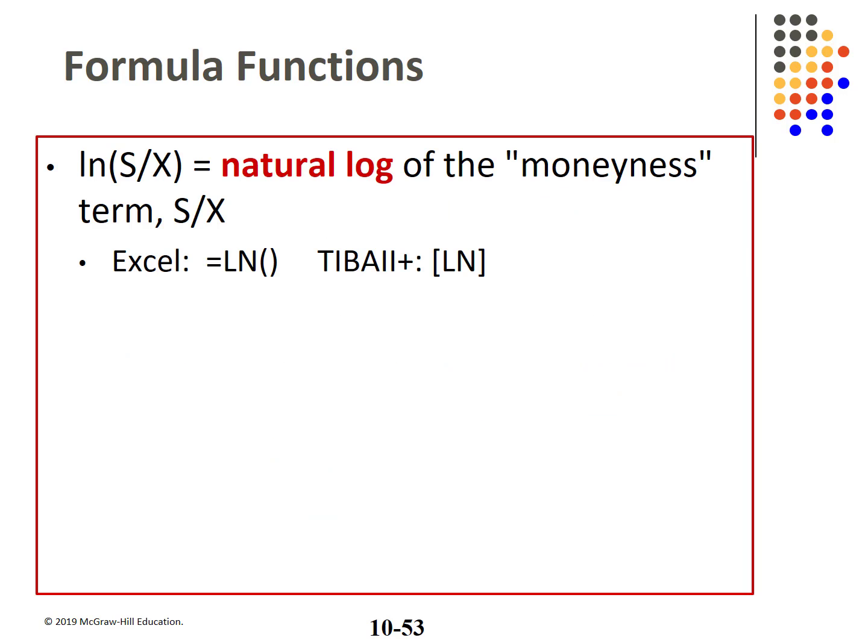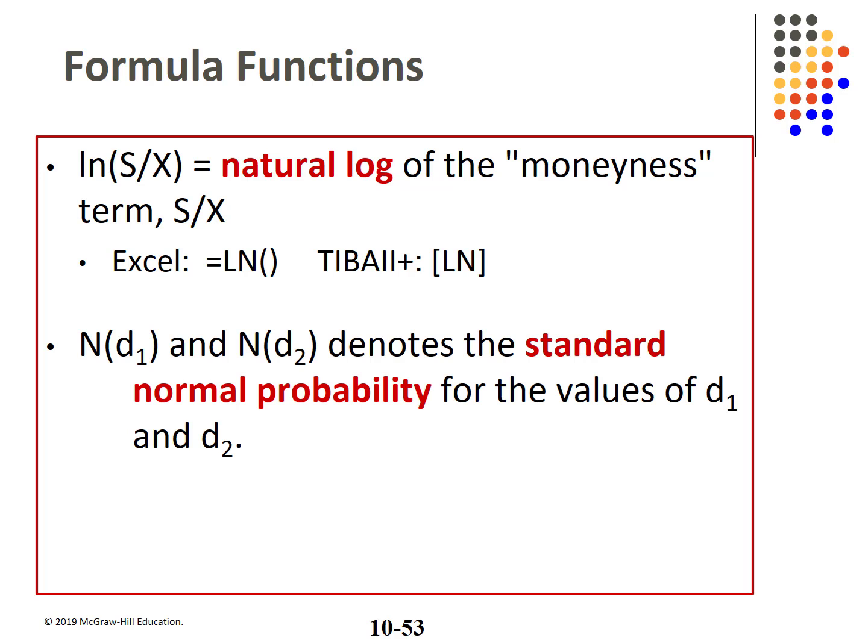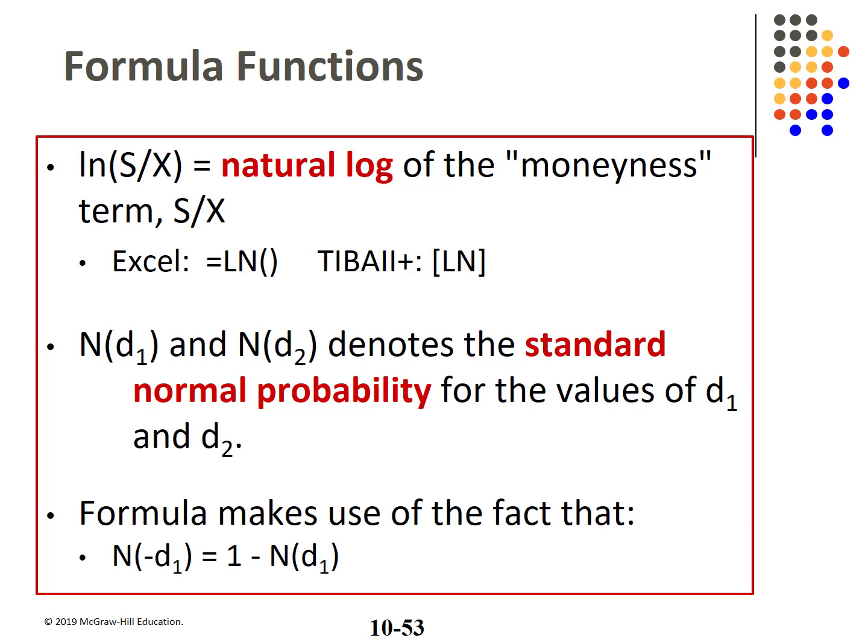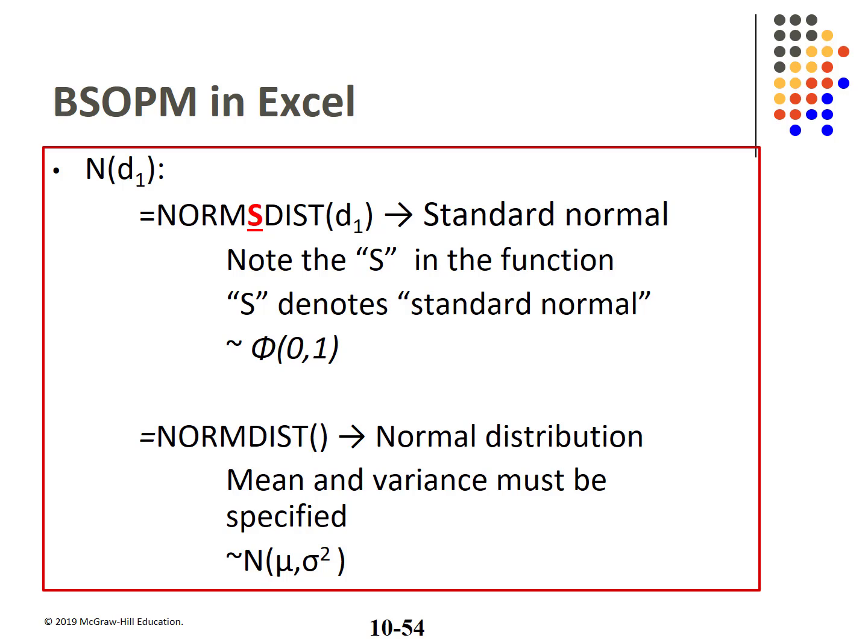The natural log of s divided by x is considered the moneyness function. Excel has an LN function. The TI Business Analyst 2 has a key. It's to the left of the 7. N(d1), read as N of d sub 1, denotes the standard normal probability of the value of d1. The use of N of minus d1 is really only used in the put formula. N(d) is not a function available in your calculator, but there is an Excel function to find it, or you could use the normal distribution tables and interpolate.